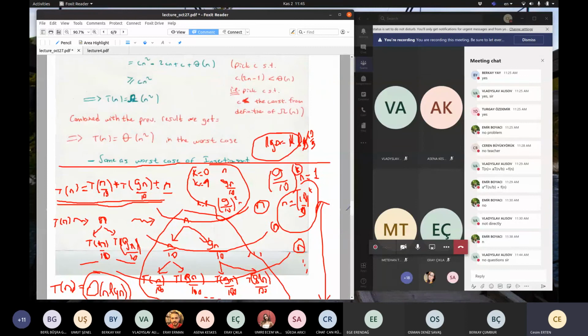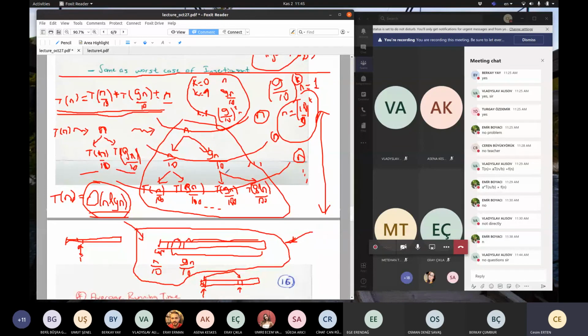You should be able to see that all the discussion we have done here will be almost the same, such that even if we have the recurrence T of n equals T of n divided by 100 plus T of 99n divided by 100 plus n, the recursion tree method will almost work the same. We will have n as the sum of all the terms and the running time will still be n log n.